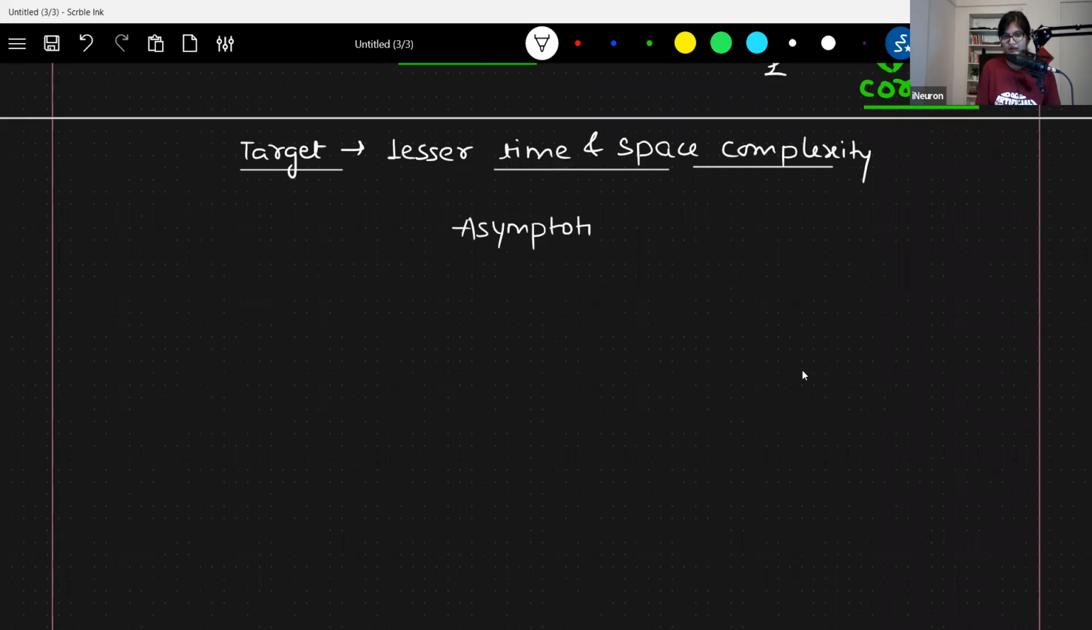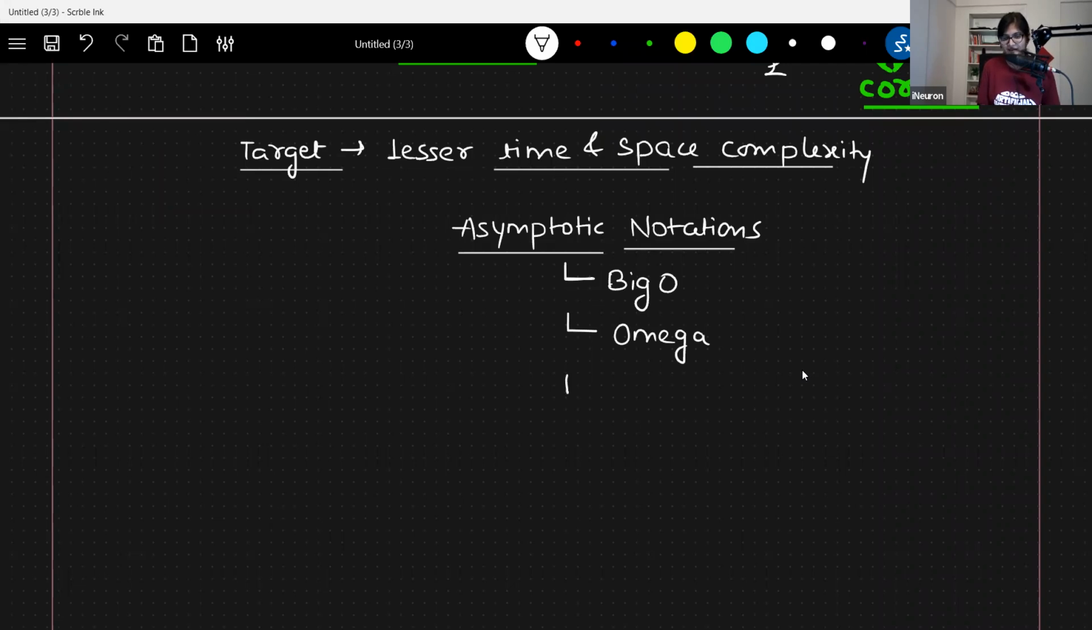Asymptotic notations. We will talk about these notations in much more depth in the later part of our session. But just as a brief overview, there are three different notations that we have in our algorithms. One is called big O, one is called omega, and one is called theta.